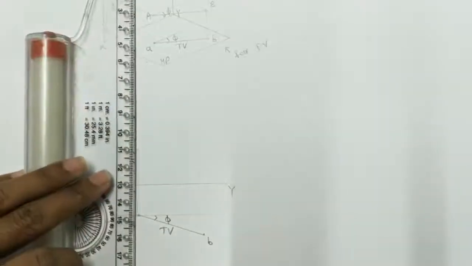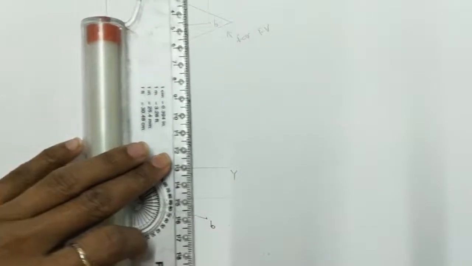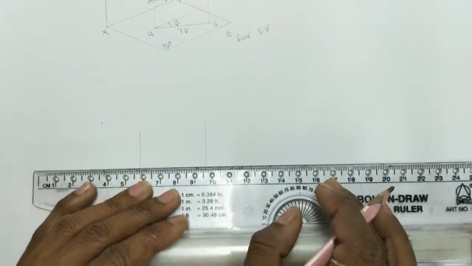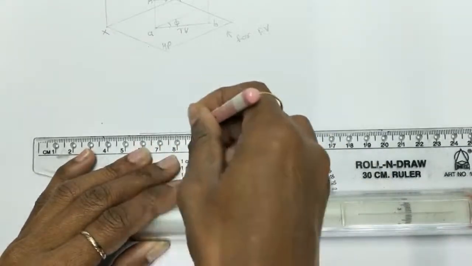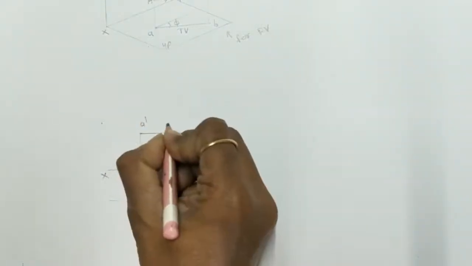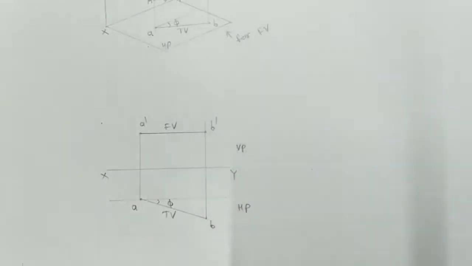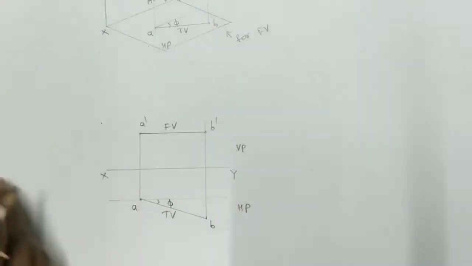For drawing the front view, I will take projections from points A and B and now draw the front view like this. So this is point A dash and point B dash. This is the front view, this is VP and this is HP. So like this we can solve the examples. Now we will take one example.